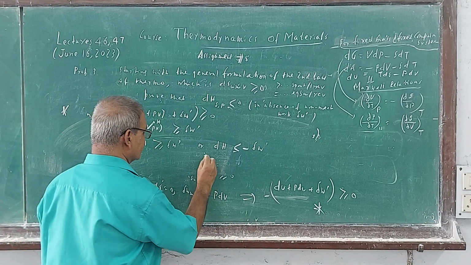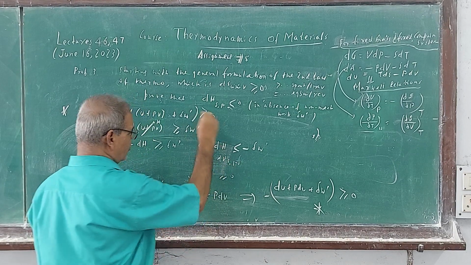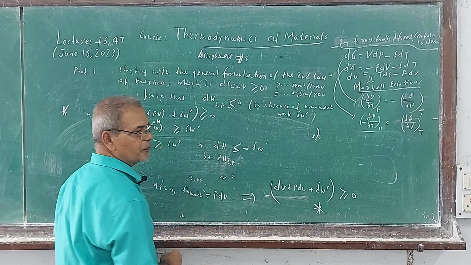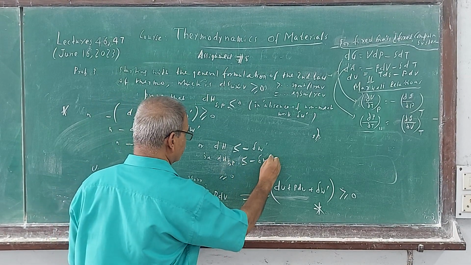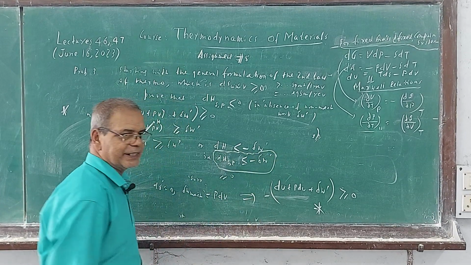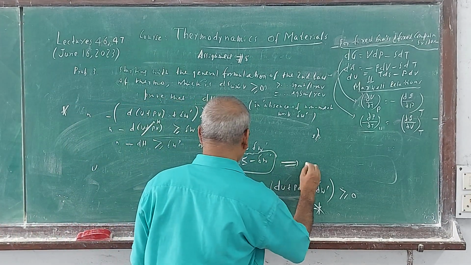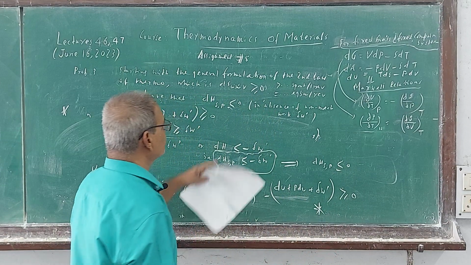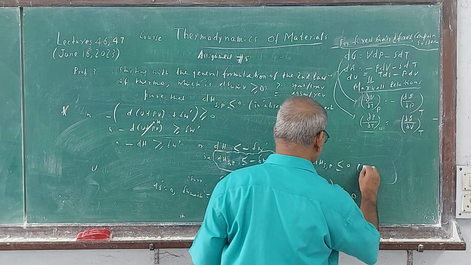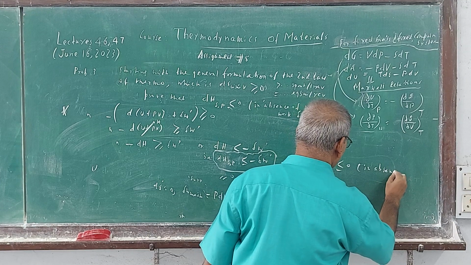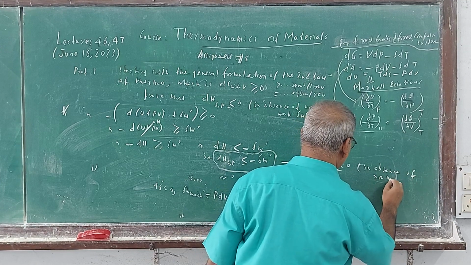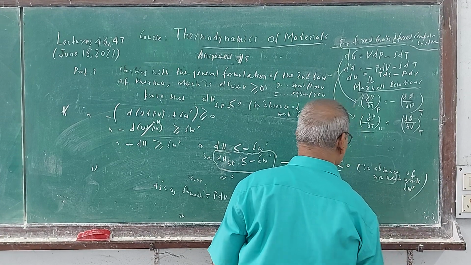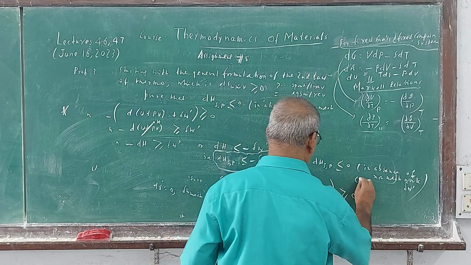That is dH at constant S and P. Under constant pressure I have already applied. You write this nicely: under constant entropy and pressure, dH is less than or equal to minus dW prime. This is when non-mechanical work is present. If absent, dH at constant S and P is less than or equal to 0 in the absence of non-mechanical work. Okay, so that is proved.